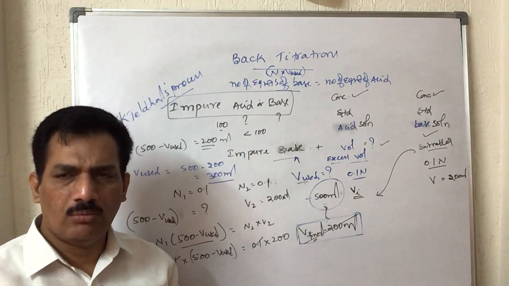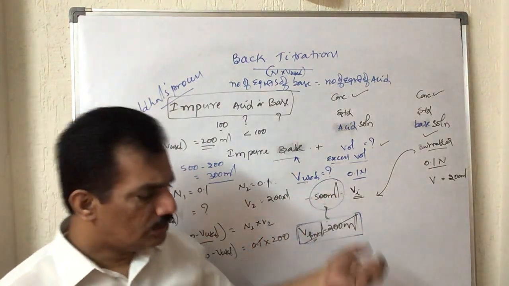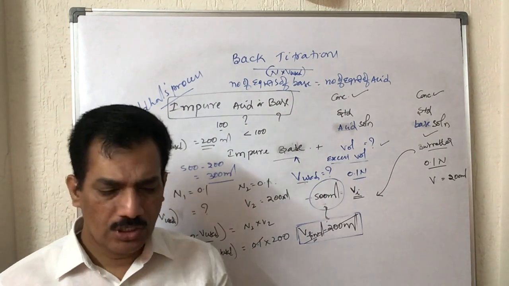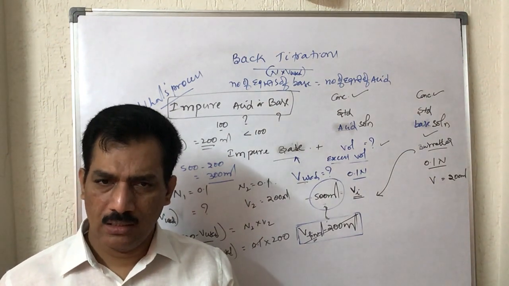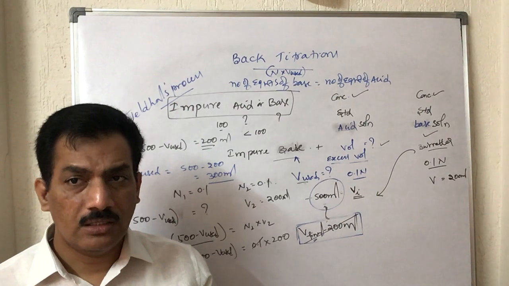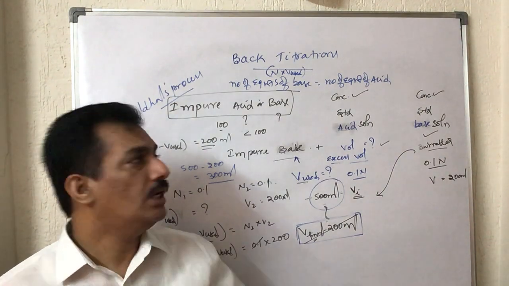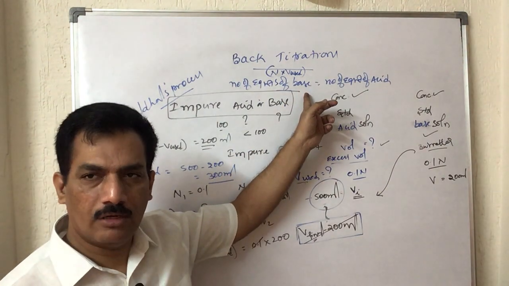You have to practice the numericals. It is nothing but, instead of doing the experiment once, we are making it twice. Initially we are using excess, and finally we are getting the remaining volume. The difference is nothing but the used volume. That is required for measuring these equivalent weights.